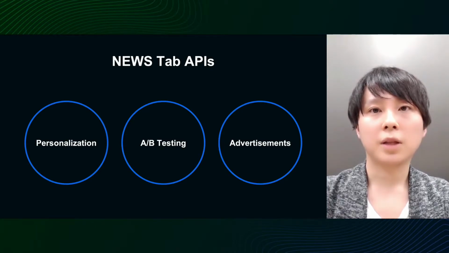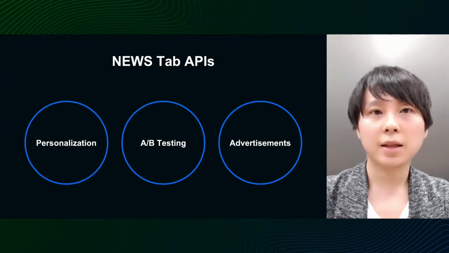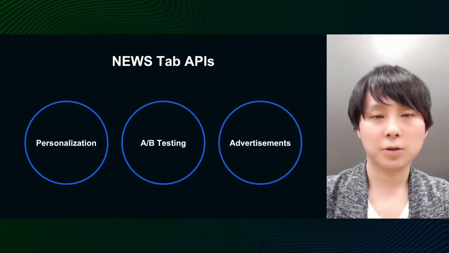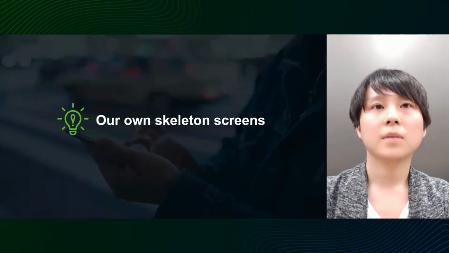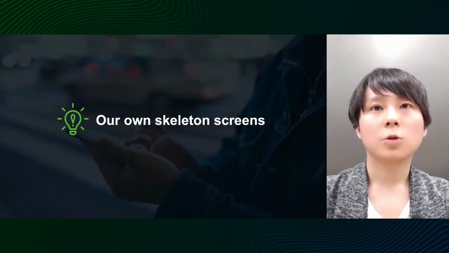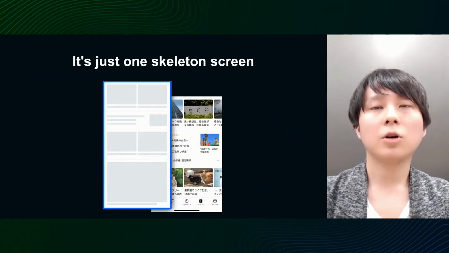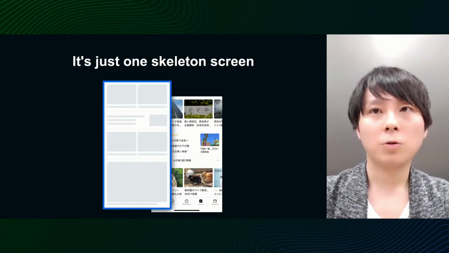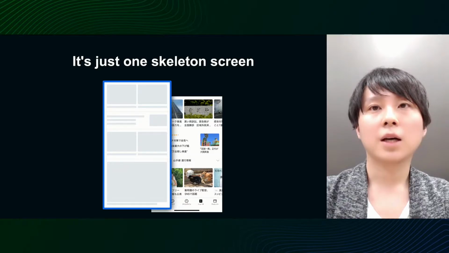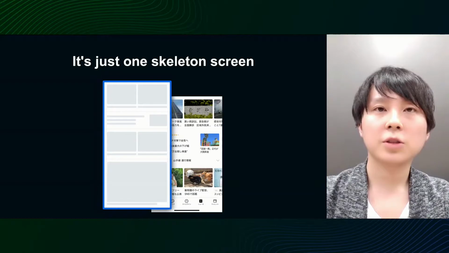In other words, it was not possible to implement a general skeleton screen that reserves the height in advance for Line News, where the layout and content height changes depending on the API results. So we decided to implement our own skeleton screens. It is a way to cover the entire screen with a single skeleton screen. By doing this, you don't have to take into account the design of each UI component and what layout they are placed in.